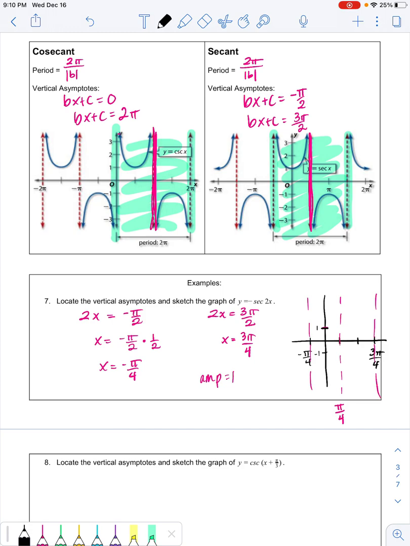Furthermore, this one also has a reflection. So if this were a positive secant, we would draw high on the left and low on the right. But because it's a reflection, it's going to be opposite of that. It's going to be low on the left and high on the right.